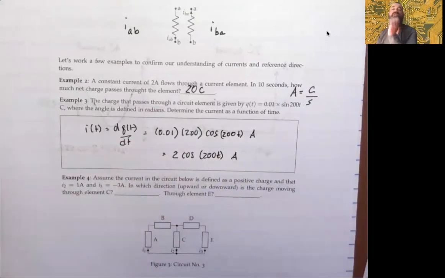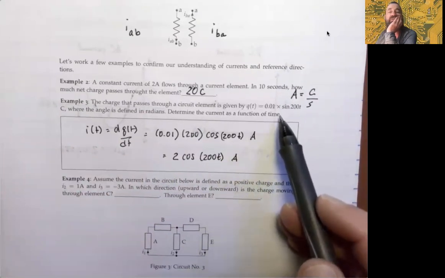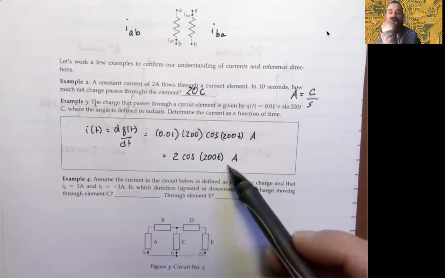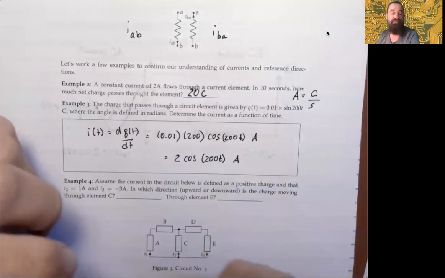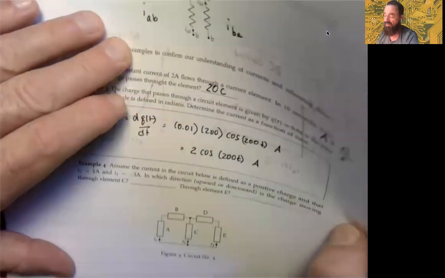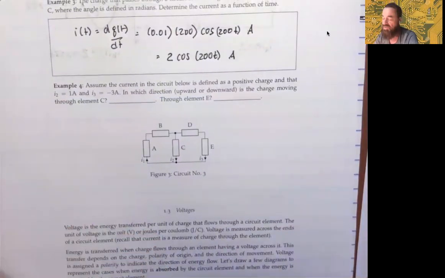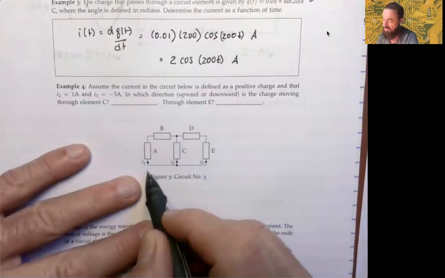So what's interesting here is that if you were to think of drawing, you have a sine function here representing your charge flow, but your current is shifted and adjusted by a cosine. Same angles though, okay? Finally, example 4, this is to make sure we have an understanding of reference directions. Let's assume that the current in the circuit below is defined as a positive charge, and we obtain the following measurements, okay? So again, here are the reference directions.